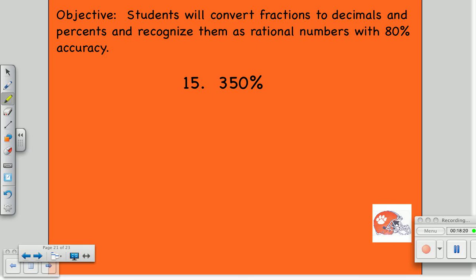350% is 350 out of 100. To reduce, I can divide by 50. And I may be able to divide again, but let's see. Okay? So 50 goes into 350 7 times, and 100 divided by 50 is 2. 7 halves.